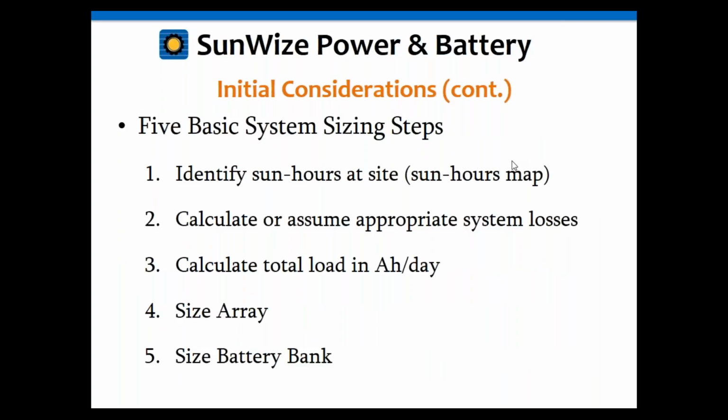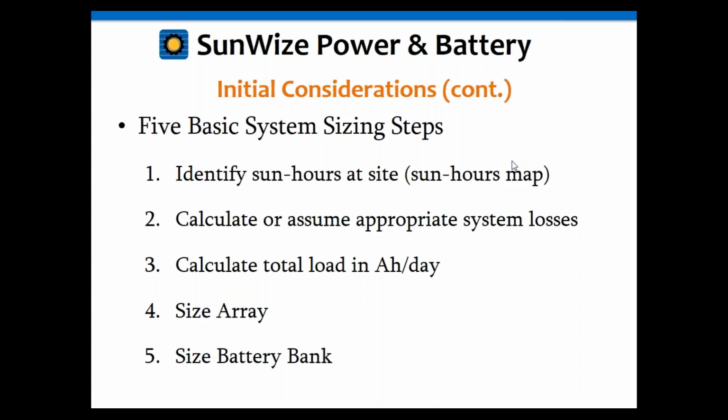So with that in mind, there are 5 basic steps to sizing. You need to identify the sun hours available at that location. We're going to use a sun hour map for that, but there are also other resources, and I'll talk about that briefly. You're going to calculate or make some assumptions on system losses, and then you're going to calculate the total load.